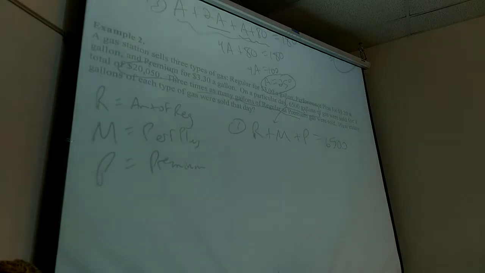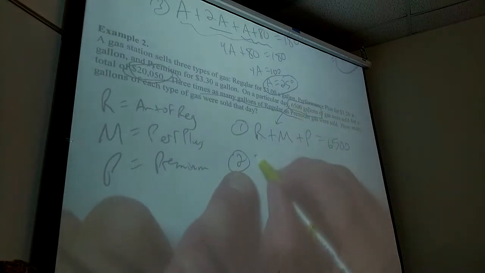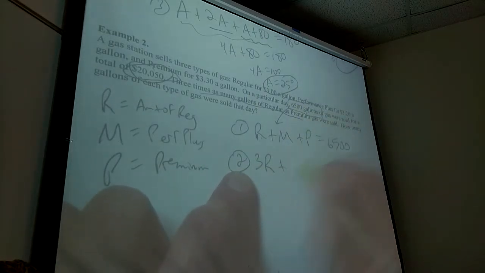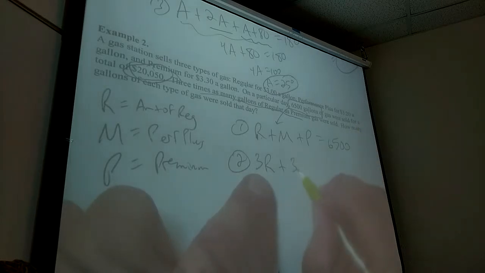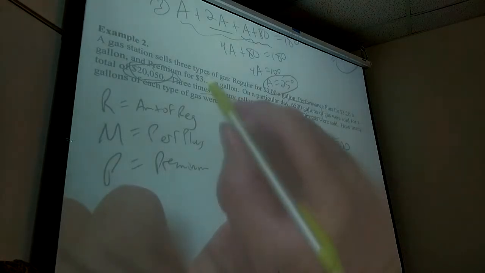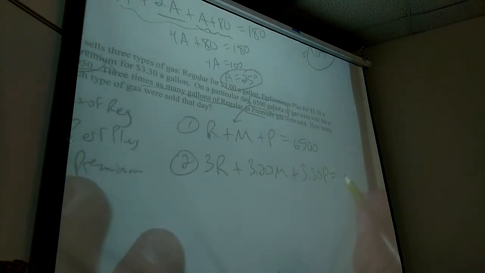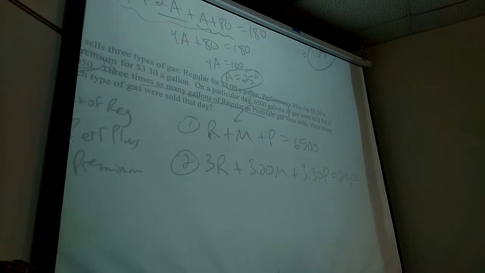What about the money equation that deals with the 20,050? Yeah, regular is $3 a gallon, so 3 times how much regular I sold, plus 3.20 times how much mid-grade I sold, plus 3.30 for the premium I sold, gives me $20,050. You know, it sounds right. Crazy gas stations making money. So I got a total amount equation, I have a total amount of money equation, and then finally I do have that just straight up, here's an equation they just gave to me.